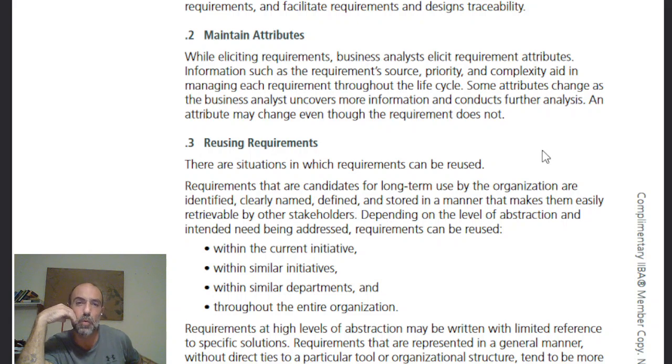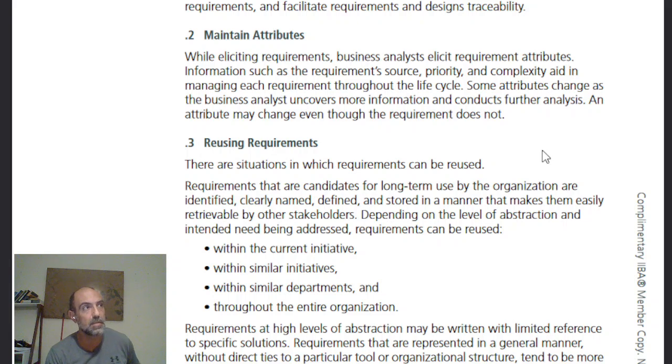So it seems like what we're doing with this is also the way we maintain is applied to the system that we're approaching things with. Because remember, this system is read by other analysts and eventually stakeholders. Some attributes change as the business analyst uncovers more information and conducts further analysis. An attribute may change even though the requirement does not.